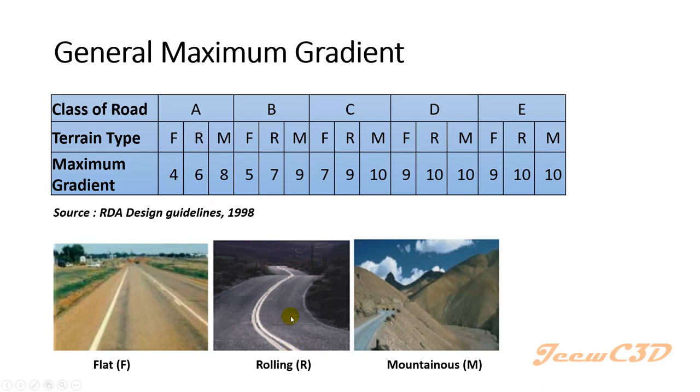So R means the rolling terrain. In that terrain you have the level condition as well as some gradients, some mountainous conditions. And when we come to a mountainous terrain, for M you have a mountain road, so you have high gradients at frequent intervals. So for an A class road, if it is a flat terrain, you can use up to 4% of gradient for vertical alignment design. For rolling terrain you can go up to 6%, and for mountainous terrain you can go up to 8%. So when the level of the road comes lower, like B, C, D and E, you can go up to a higher gradient of the road.